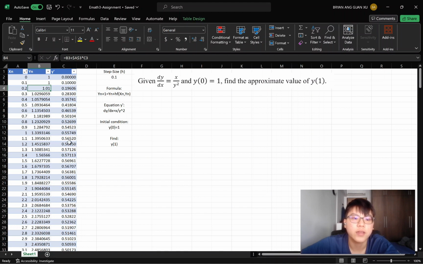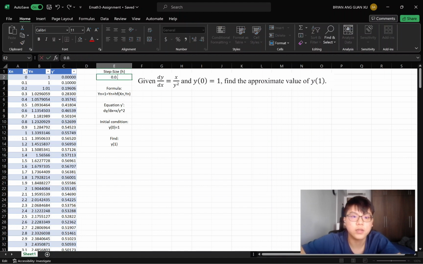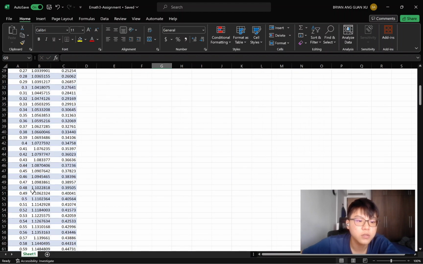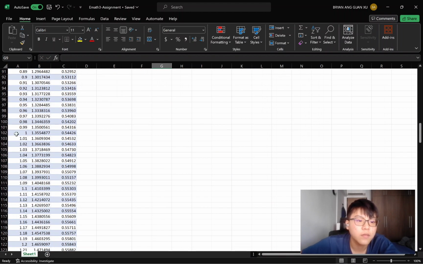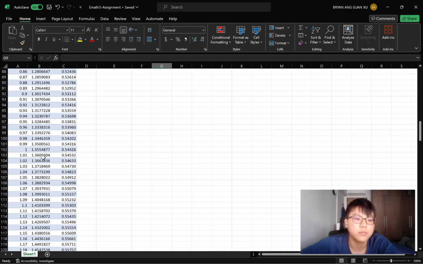And what we are trying to find here is when x equals 1, what will the value of y be? As we can see here, find the approximate value of y. So when x equals 1, y is 1.3393. If we decrease our step size, we will actually get a more accurate value, as we can see over here. So if we scroll down to find the value of x equals 1, we will get a value of 1.355 for our y value now.